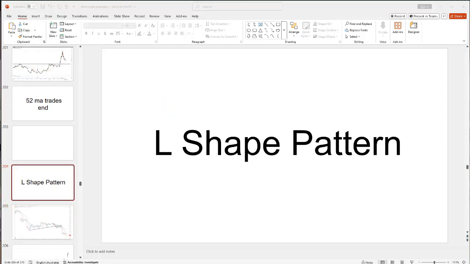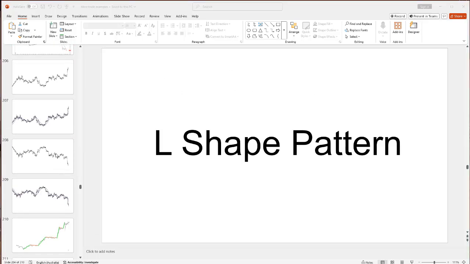Now, what is the L? Once again, the L-shape is what? Down, across. If we get that, when we start to break this low, we'll probably have a nice move. Up, across. When we break that, we're probably going to make a nice move. Right? And then I showed you many examples of that.